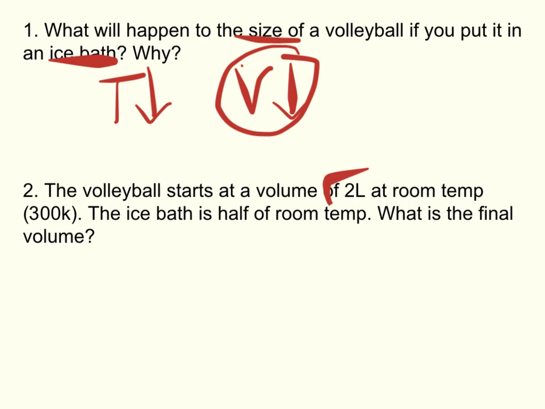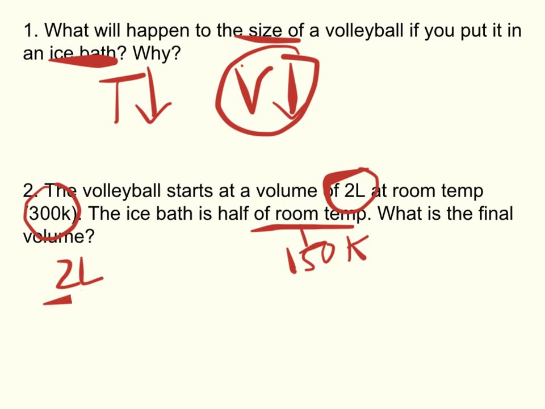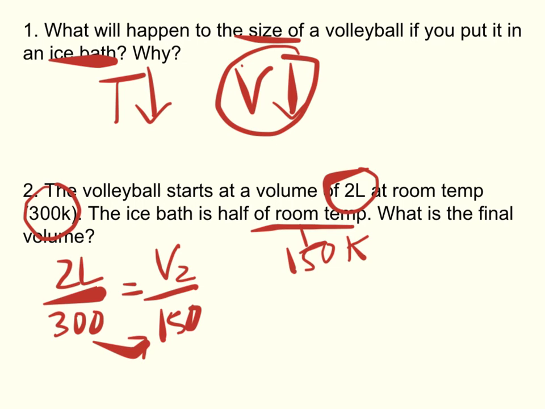Number two, quantitative problem. The volleyball starts at a volume of 2 liters at 300 Kelvin. The ice bath is half of room temperature, which we learned was 300. So that's 150 Kelvin. So the setup for this would be 2 liters over 300 equals your V2 over 150. You can butterfly, cross multiply, or realize that to go from 300 to 150, you divide by 2. So to go from 2 to V2, you also have to divide by 2, because they're directly related. So your V2 is going to equal 1 liter.